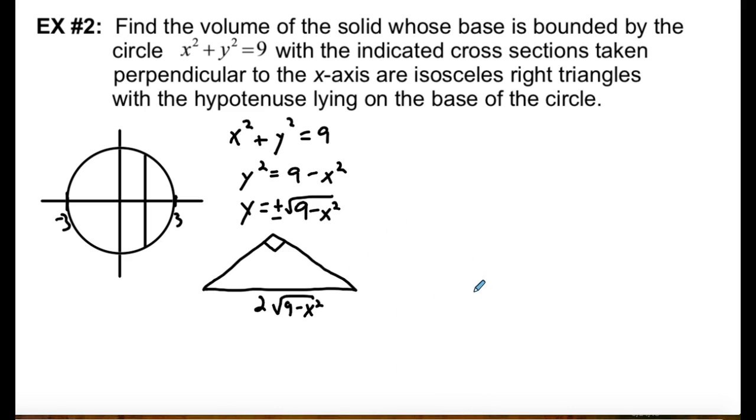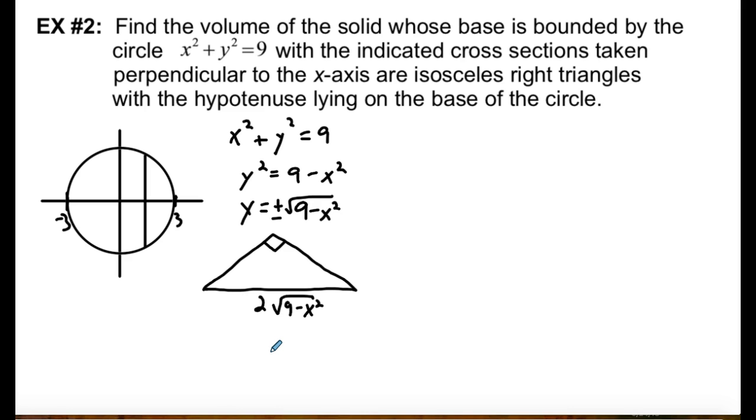I think we left off about here on example 2, where we said this was a circle with a radius of 3, centered at the origin, and we're taking these cross sections. So every single cross section is an isosceles right triangle with the hypotenuse lying in the base. We determined that the hypotenuse had this length, and this is about where we left off. So our goal is to find a formula for the area of this triangle. There are a couple of different ways that we could go about this.